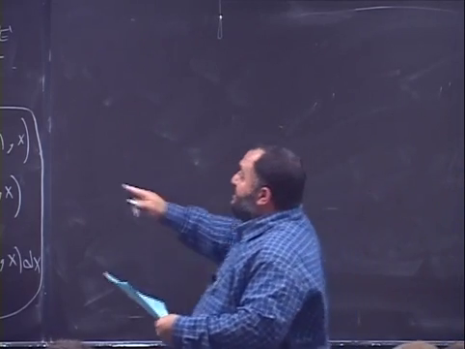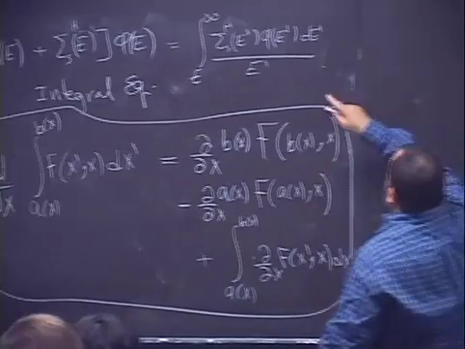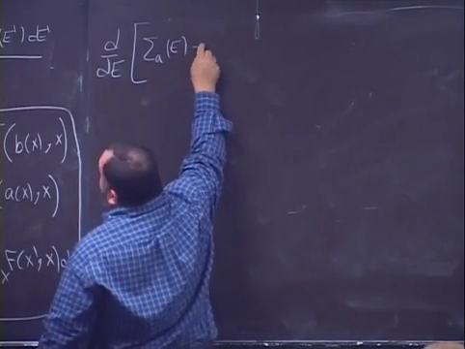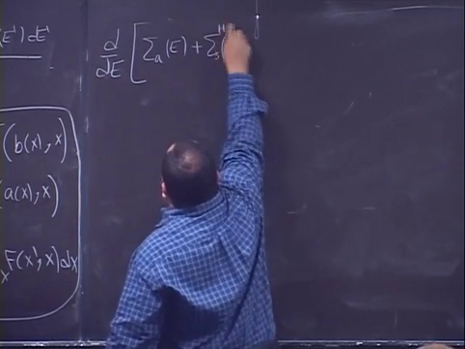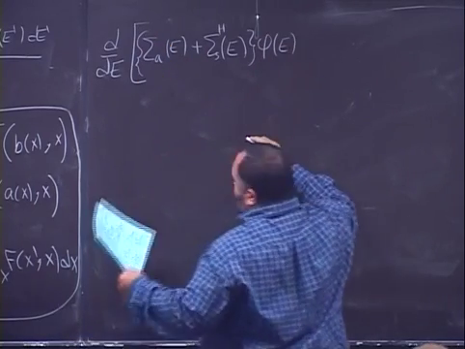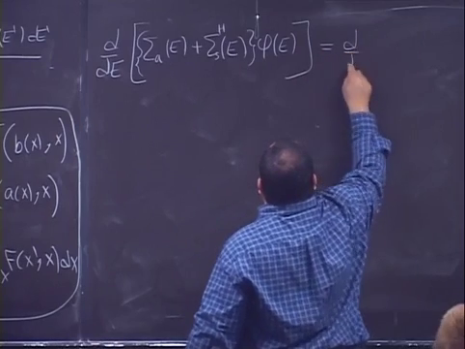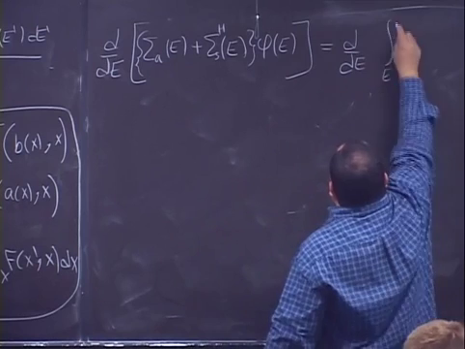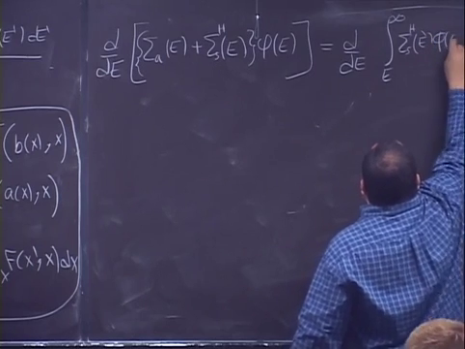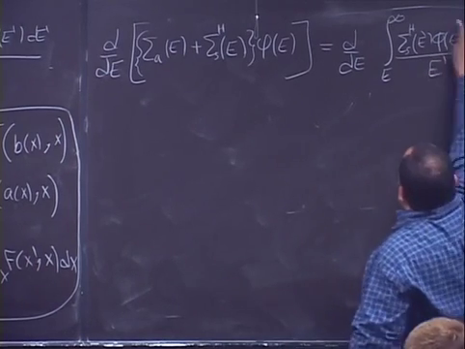So let's differentiate both sides with respect to E. The first one will be d by dE for sigma absorption of E plus sigma scattering of E for the hydrogen, multiplied by the flux of E. Okay, guys? And this will be equal to d by dE for the integral from E to infinity, sigma scattering of hydrogen at energy E prime, phi of E prime, dE prime, divided by E prime.